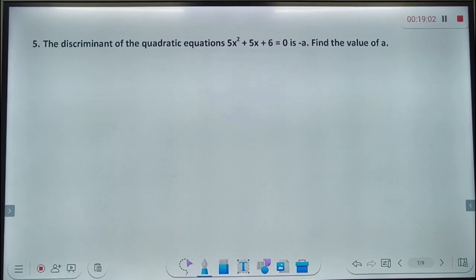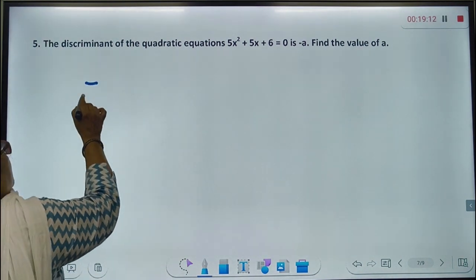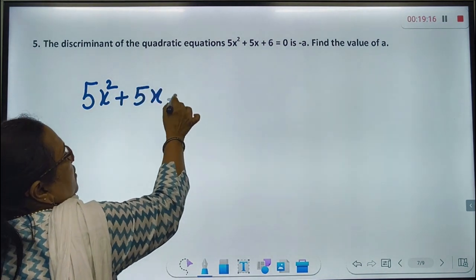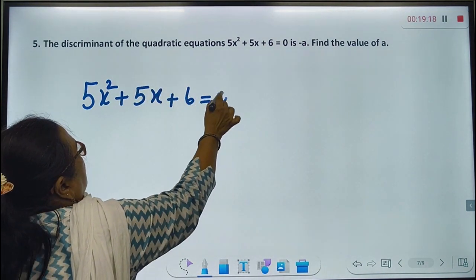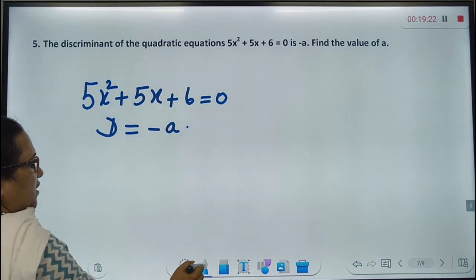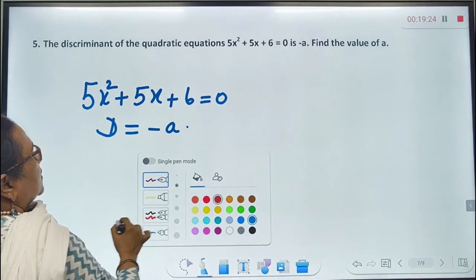Look at the next problem. The discriminant of the quadratic equation 5x square plus 5x plus 6 equal to 0 is minus a. Find the value of a. So, we have the equation 5x square plus 5x plus 6 equal to 0. The discriminant is minus a. What is the discriminant here?